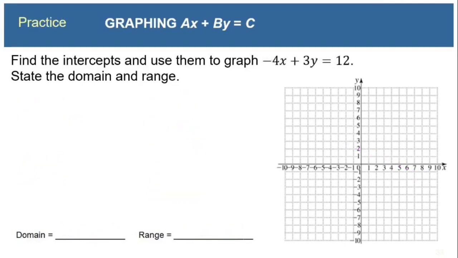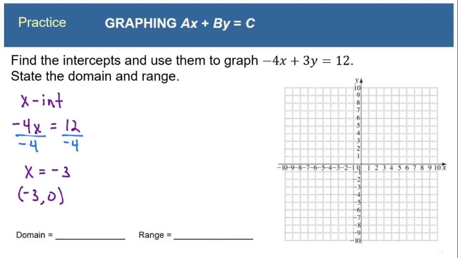Here's another one. It says find the intercepts and use them to graph negative 4x plus 3y equals 12. Okay, to find the x-intercept, we let y equal 0. That means that y term disappears, and we have negative 4x equals 12. And when we solve for x, we get x equals negative 3. So the x-intercept is at negative 3, 0.